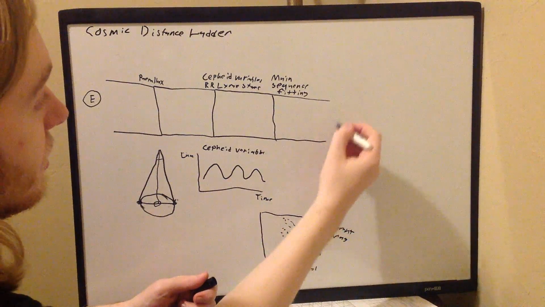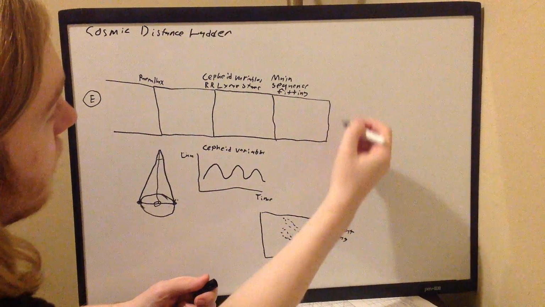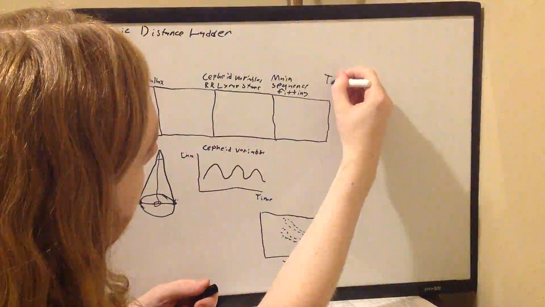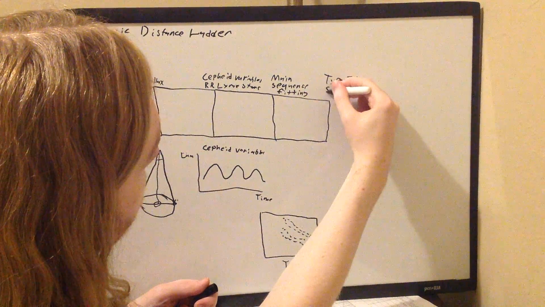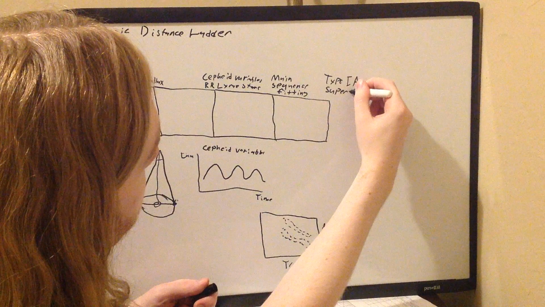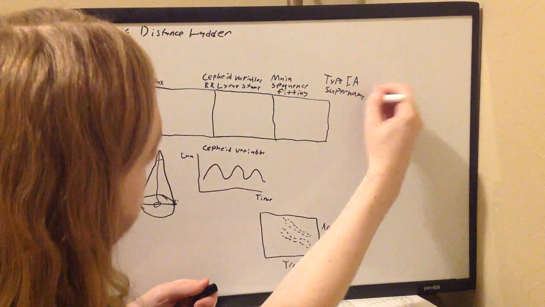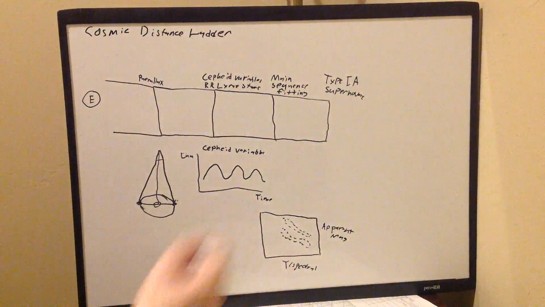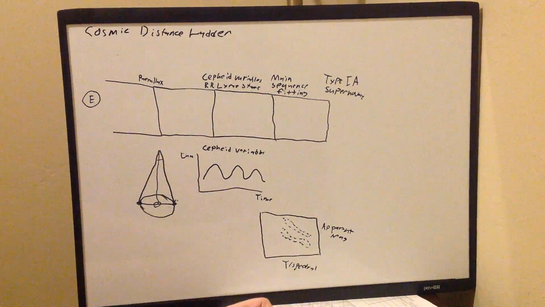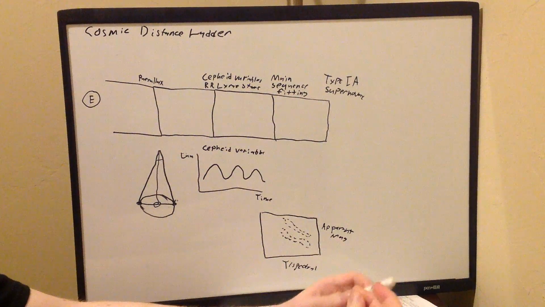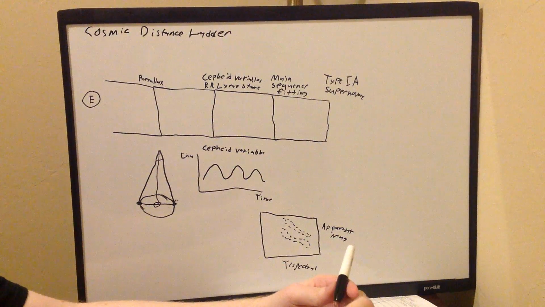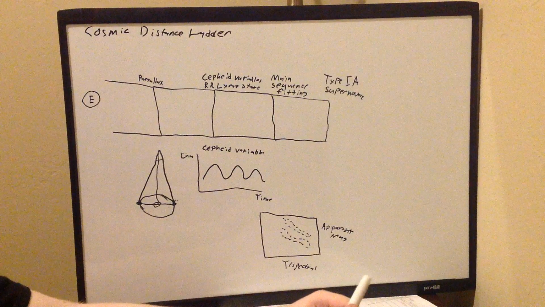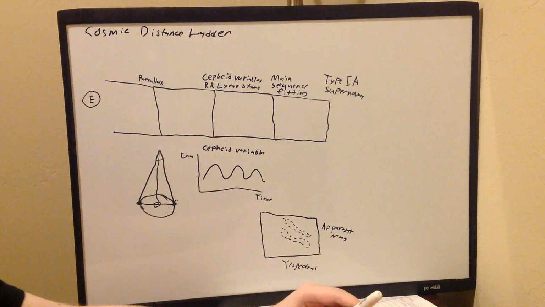The next rung on the ladder are type 1A supernovae. In the last video, I discussed white dwarfs. White dwarfs are formed by stars of certain masses when they die. Our Sun is an example of a star that's going to form a white dwarf.